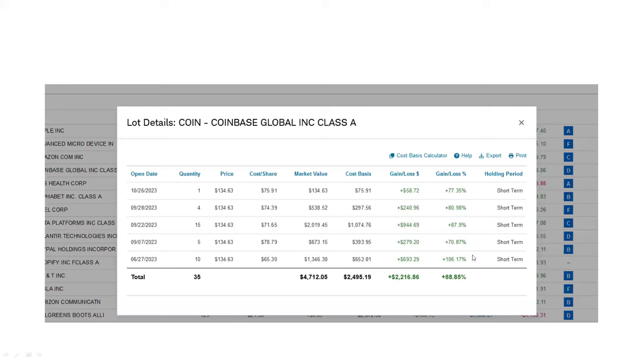And we did buy the Coinbase. You can see here the cost basis of Coinbase at 75, right? So you can see all the cost per share, 75, 74, 71, 78, 65. As of today, I still own the Coinbase 35 shares plus, right? And this has gone from 75 to 200, I think it was about 230, if I'm not mistaken.